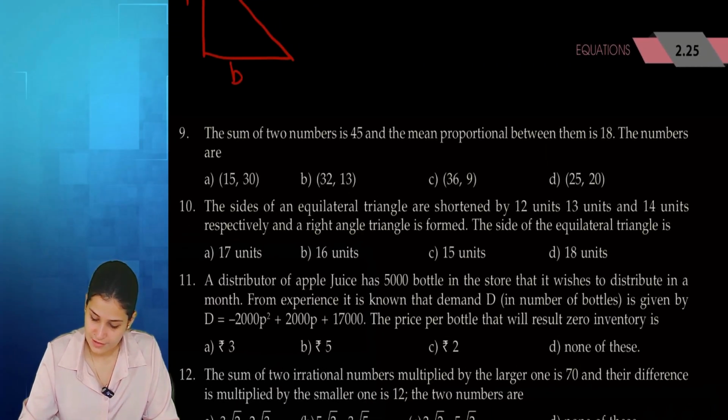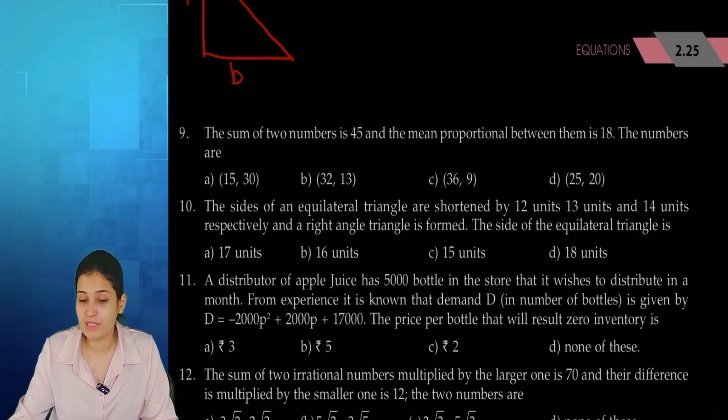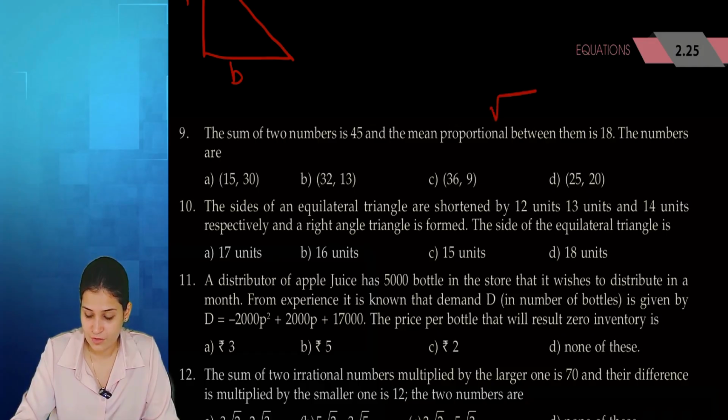9. The sum of two numbers is 45. All the options have the sum 45. And the mean proportional. What was mean proportional? Root over AB. That should be 18.